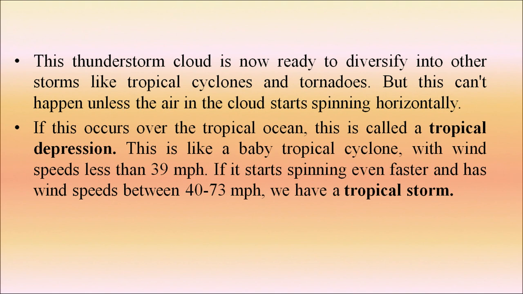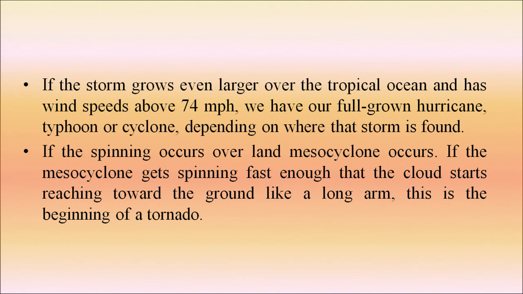If it starts spinning even faster and has wind speeds of 40 to 73 miles per hour, we have a tropical storm. If the storm grows even larger over a tropical ocean and has wind speeds above 74 miles per hour, we have our full-grown hurricane, typhoon or cyclone, depending on where the storm is found. If the spinning occurs over land, a mesocyclone occurs. If the mesocyclone gets spinning fast enough that the cloud starts reaching towards the ground like a long arm, that is the beginning of a tornado.